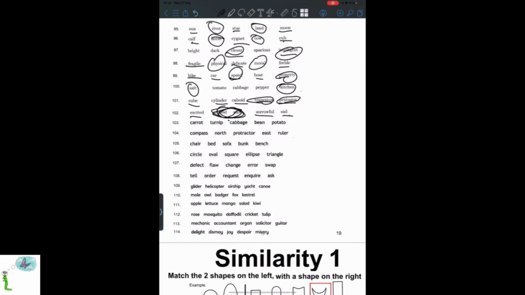So carrot, turnip, cabbage, bean, potato. This is an interesting one to put in a verbal reasoning, but you just have to have a bit of knowledge. Think of the similarities again. Think of a rule that it could be, and what I'd say is carrot, turnip, and potato will grow on the ground, so that's going to be the rule, and therefore the odd two out are going to be these two.